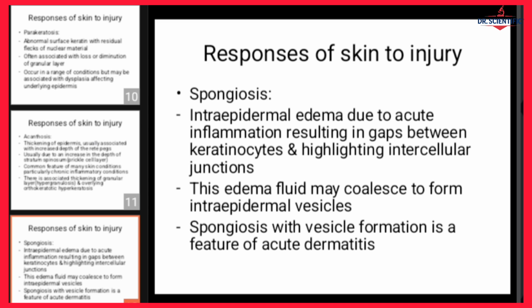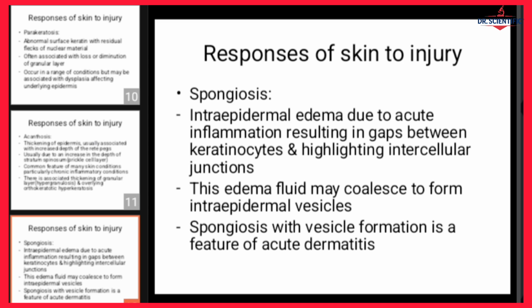So there'll be gaps between the cells because the fluid will fill those gaps and highlight the intercellular junction. When the cells are separated, gaps are there where the fluid will be accumulating. Then the junctions between cells will become highlighted, that means they'll become more prominent. And of course, this is microscopic anatomy. You can't see this with the naked eye, you have to look under the microscope. It's microanatomy. And remember, this edema fluid may coalesce to form intraepidermal vesicles.